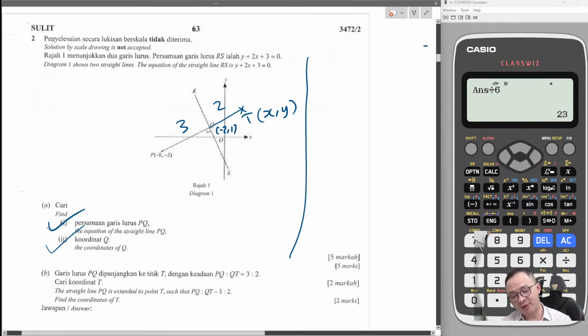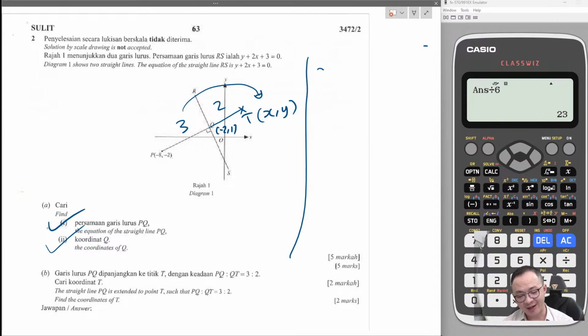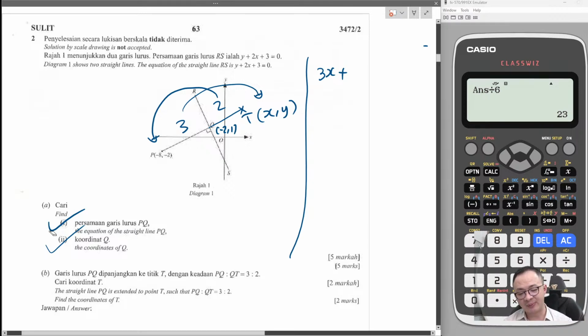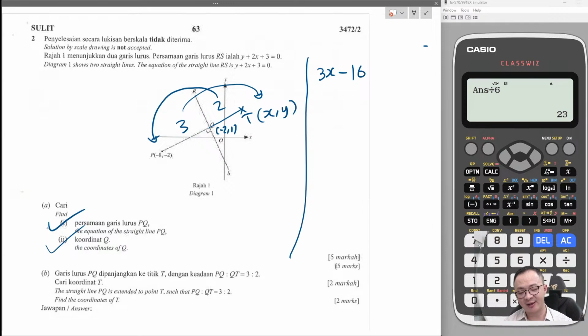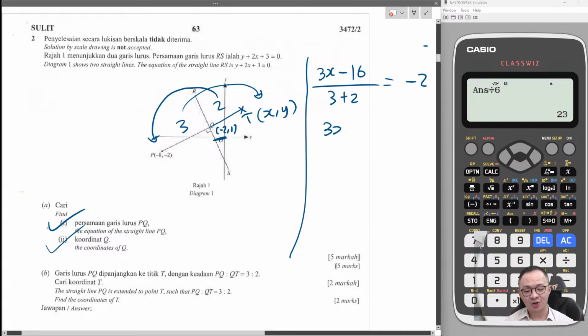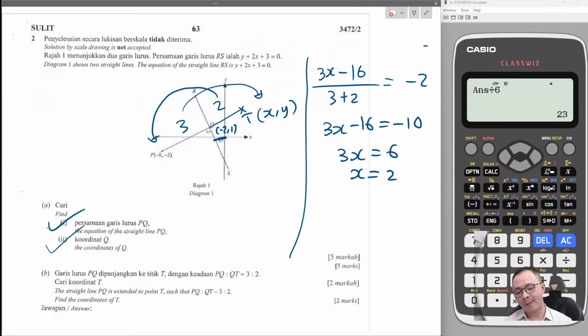So what does the ratio formula tell us? 3 multiply the further x coordinate plus 2 multiply the further x coordinate. 2 multiply negative 8 is negative 16. Divided by the total ratio 3 plus 2 equals the middle x coordinate, negative 2. By solving this, I can get the x. 3x minus 16 equals negative 10. 3x equals 6, x equals 2.